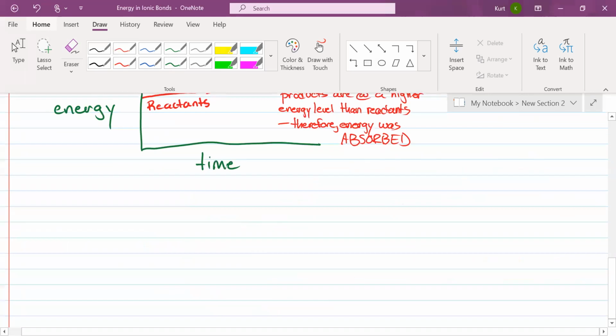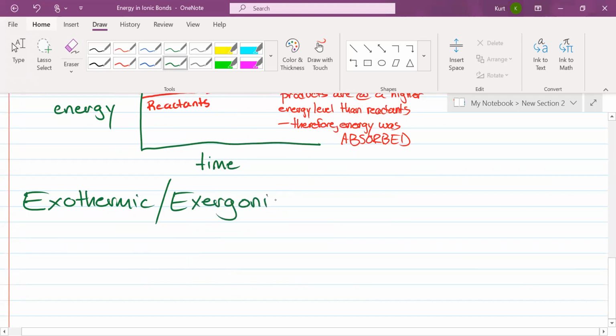Now, let's do the opposite. Exothermic slash exergonic reaction.